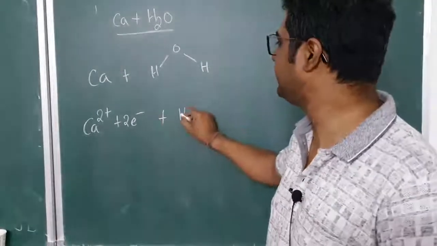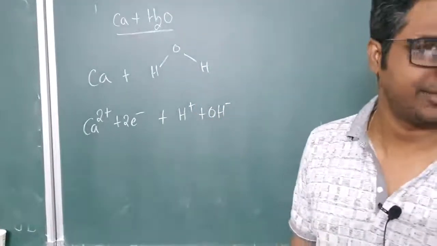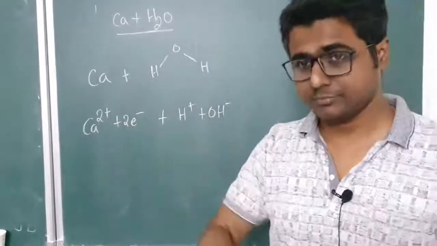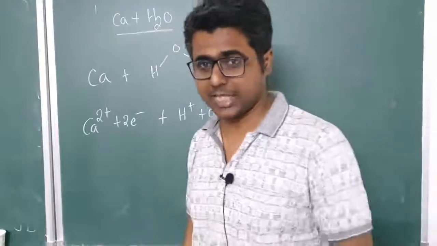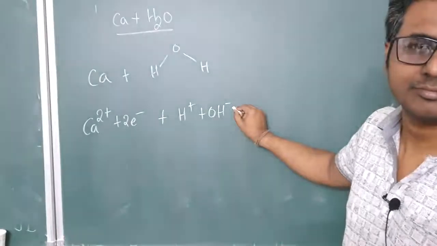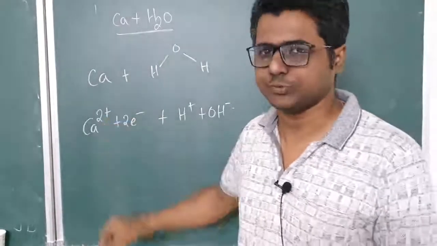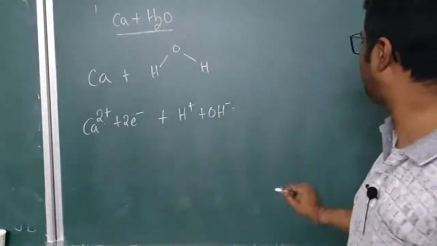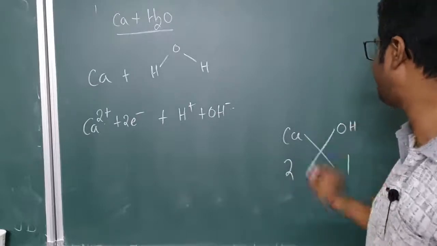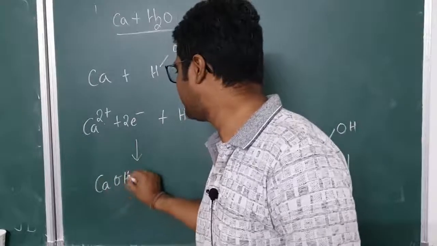Plus I'll write water as H plus OH minus. So OH minus will choose whom, H or calcium? In the metal activity series, calcium is above. So this OH minus has one negative charge, valency 1. This has 2 positive charge, valency 2. So whenever these two combine, I'll write calcium, hydroxide, valency 2, valency 1, and do cross multiplication. What is it going to form? Calcium hydroxide, Ca(OH) whole twice.